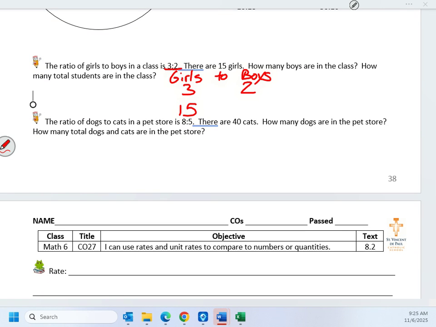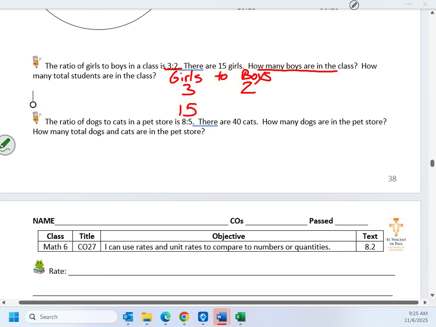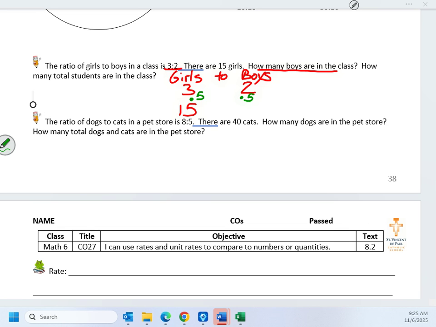Now I have 2 questions. First one is how many boys are in the class? How can I find that, Jack? You can find like that 5 times 3 is 15. Yeah, I know to go from 3 to 15, I had to multiply by 5. Now what do I do? Multiply the other side by 5. What I do to one side, I have to do to the other. What's 2 times 5? 10. So I know there are 10 boys.